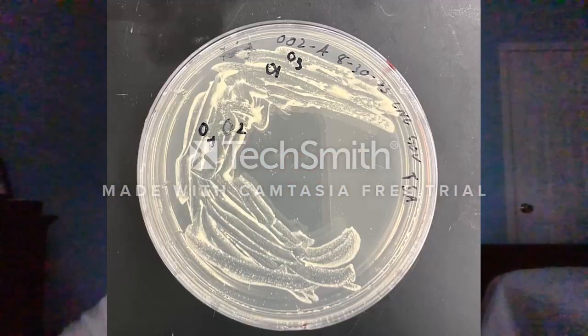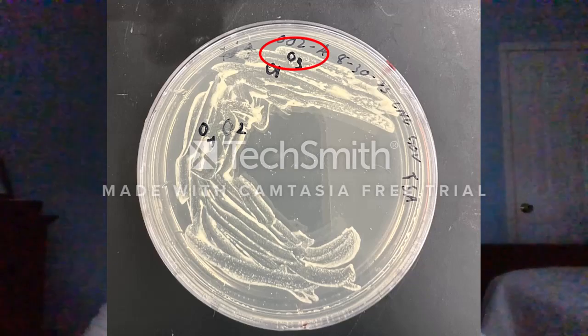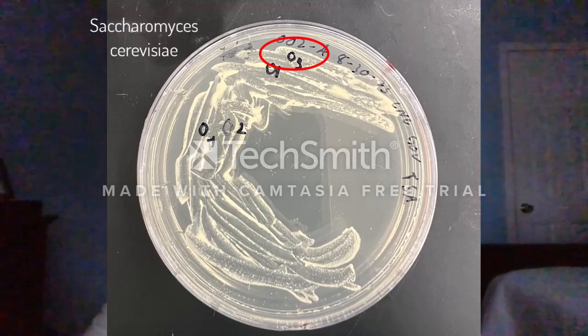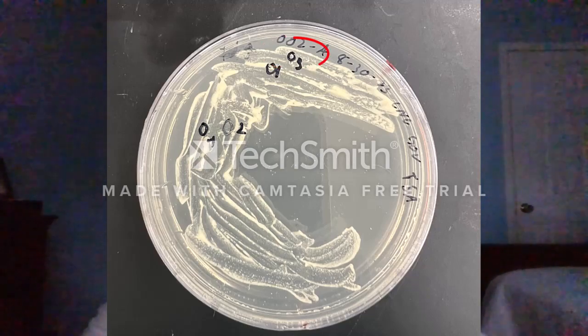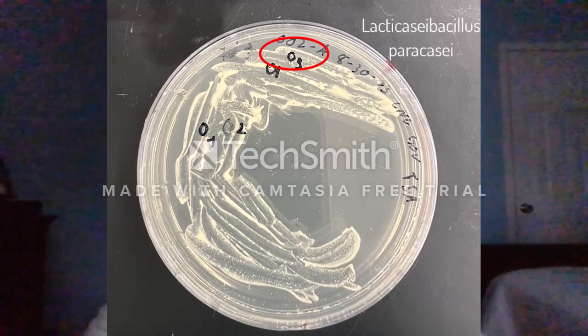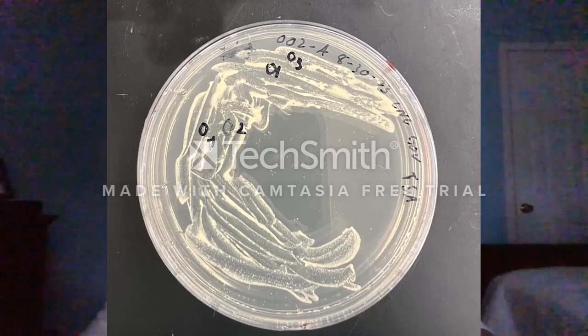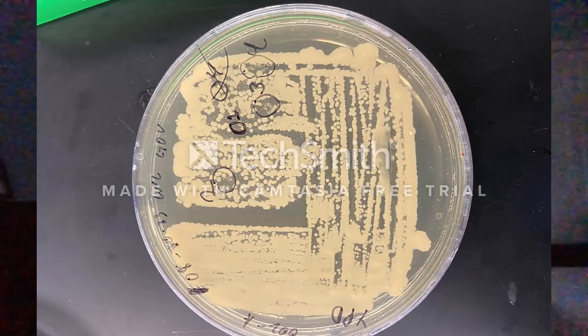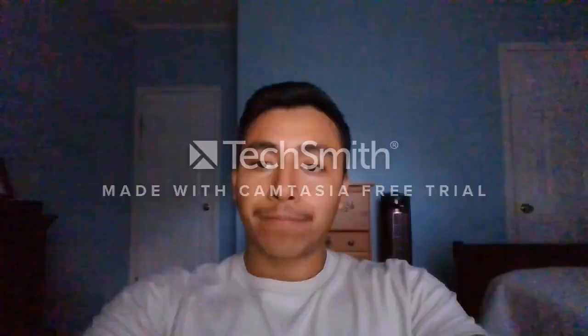These are the samples that were successfully sequenced. We have our 16SF plate 1, which is Saccharomyces cerevisiae, which is bacterial. We have our 16SR plate 1, which is Lacticaseibacillus paracasei, which is also bacteria. And then we have our ITSF plate 1 and our ITSR plate 1, which are both uncultured fungus.